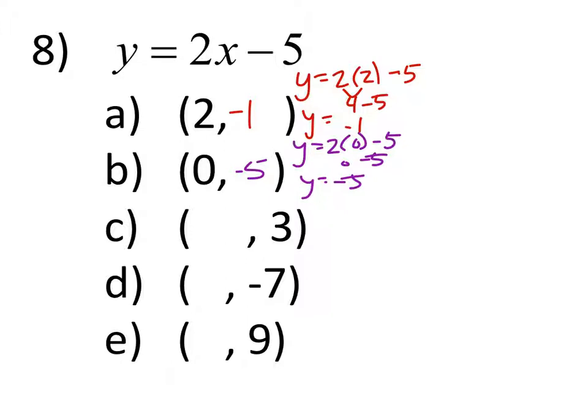Now c gives us a y value again, so we have 3 equals 2x minus 5. So we'll subtract 5 from both sides to get the x's by themselves. And I got negative 2 equals 2x. And then dividing both sides by 2.